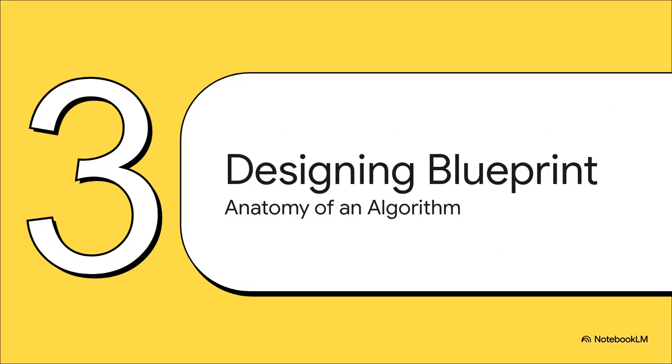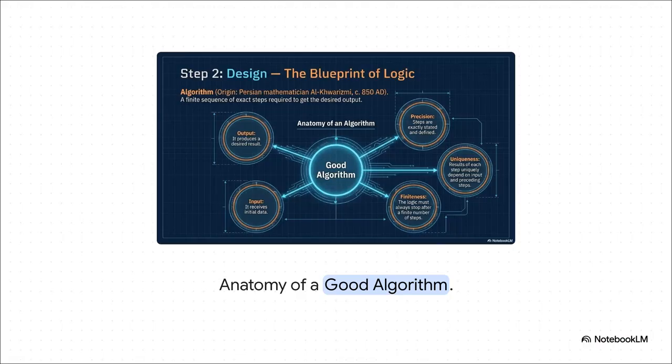Okay, Part 3, designing the blueprint, the anatomy of an algorithm. So what exactly makes a good algorithm? Obviously, it needs initial input and a desired output. But crucially, it needs 3 specific traits. Precision, meaning every single step is explicitly defined. Uniqueness, where the result of each step depends only on the steps that came right before it. And finiteness, the logic actually has to stop at some point.